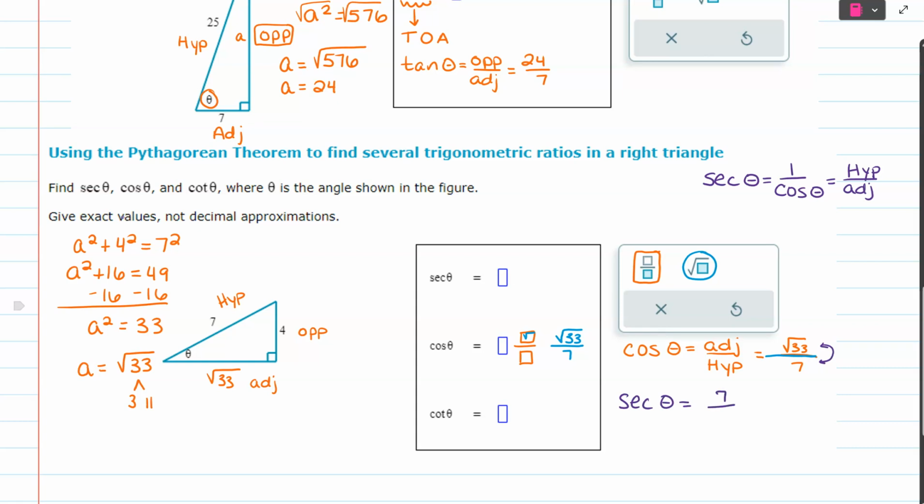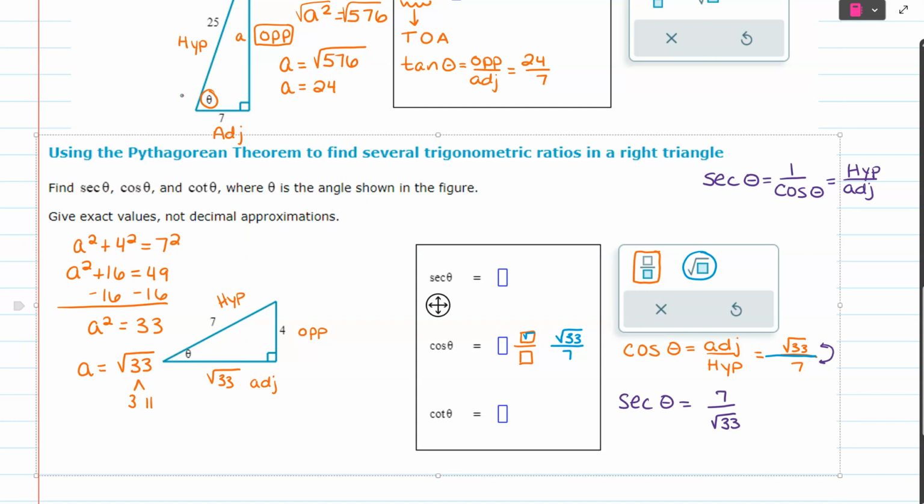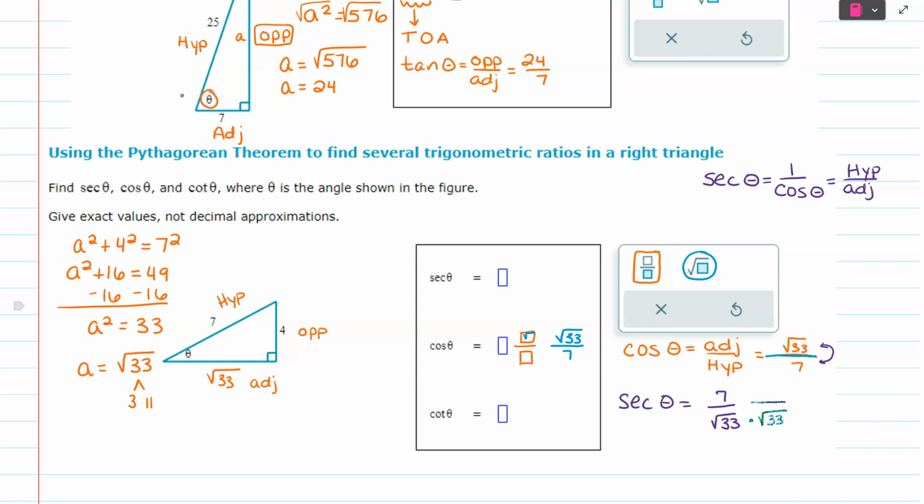So let's do that. So secant of my angle will just be the flip of this. So 7 over the square root of 33. Now in math, for some reason, I don't know why, we don't like radicals on the bottom. So we're going to rationalize this denominator here by multiplying it by the square root of 33. Well, why would I do that? Well, if you multiply a square root by itself, it cancels the radical and you just have 33 on bottom. But I have to also do it to the top. That's a clever form of 1. And so on top, I have 7 times the square root of 33. That's called rationalizing the denominator.